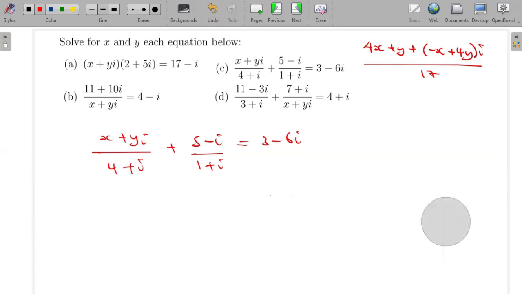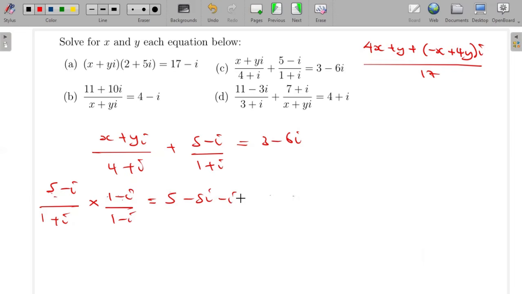Then let me do the second part. You have 5 minus i over 1 plus i. So you multiply this by the conjugate of the denominator, that is 1 minus i. 5 multiplied by 1 gives you 5. 5 multiplied by negative i gives you negative 5i. Then negative i by 1 gives negative i, and negative i by negative i gives positive i squared, which is just negative 1. So we replace it by negative 1.